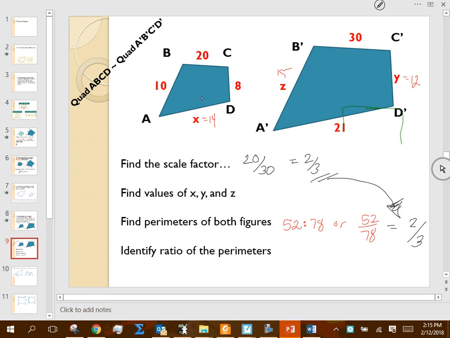Okay? And what is nice is, once I've got all these values, what's 10 compared to 15? What's that reduced to? 2/3. What's 20 divided by 30? 2/3. What's 8 compared to 12?